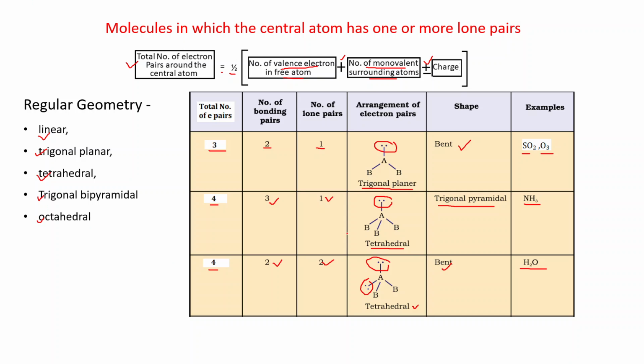Once again, see how we can find out the total number of electron pairs. Like in this oxygen, half of the number of valence electrons in a free oxygen atom, 6, plus monovalent surrounding atoms, this 2, and this is equal to 4. Out of these 4 electron pairs, these 2 are bond pairs and 2 are lone pairs. The 4 electron pairs are arranged in a tetrahedral manner, but due to the presence of these 2 lone pairs of electrons, the shape becomes bent.